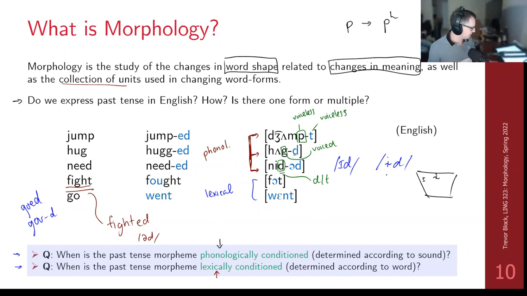So any questions about the differences between phonological and lexical conditioning? And again, don't worry too much about determining the rules. It's more just about understanding right now that morphological processes can be determined by sounds or can be determined by just irregularities. And maybe there's a nice way to explain those irregularities, but right now we're not too focused on that.